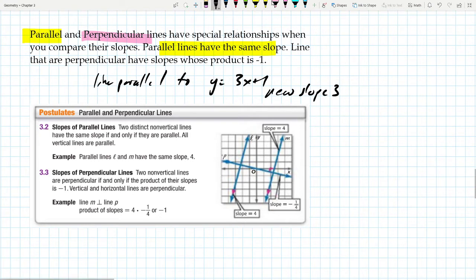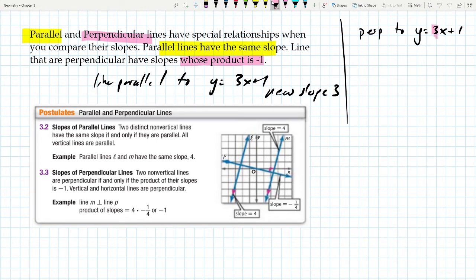For perpendicular lines, it's a little bit different. What we're going to do is we want slopes whose product is -1. Now, let's do a little side thing here. Perpendicular to y equals 3x plus 1. Again, I'm going to identify the slope and think, what do I need to multiply by 3 to get -1?